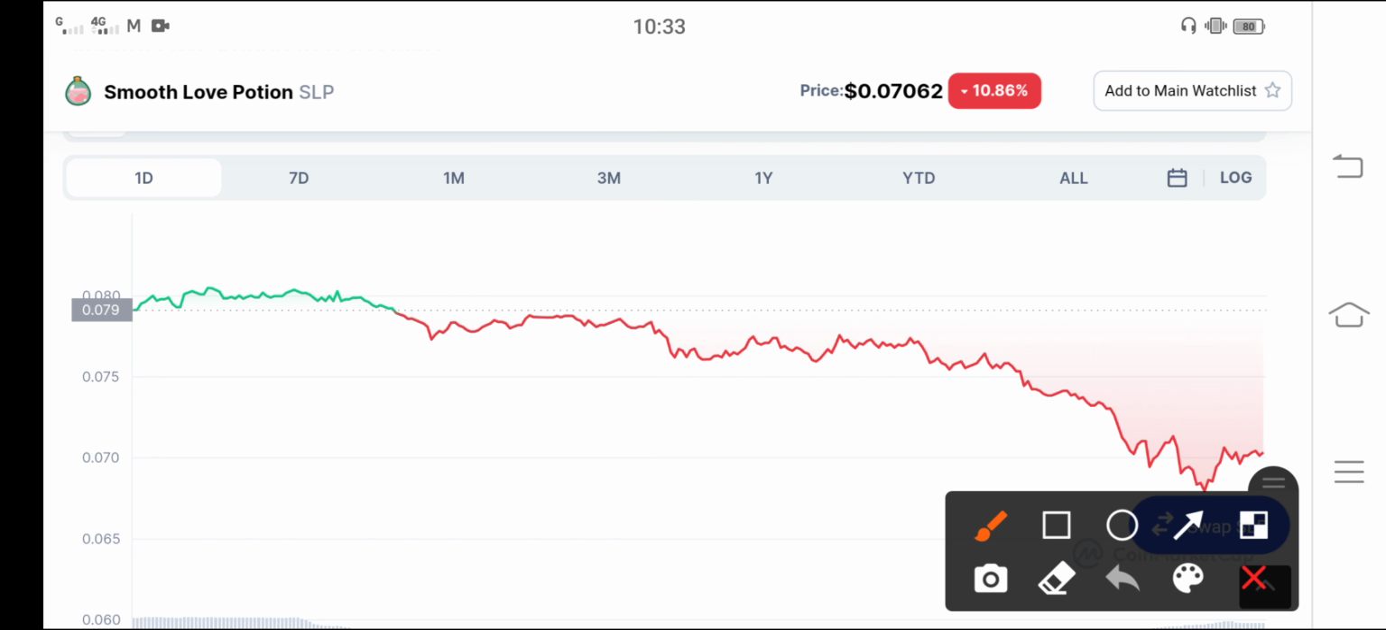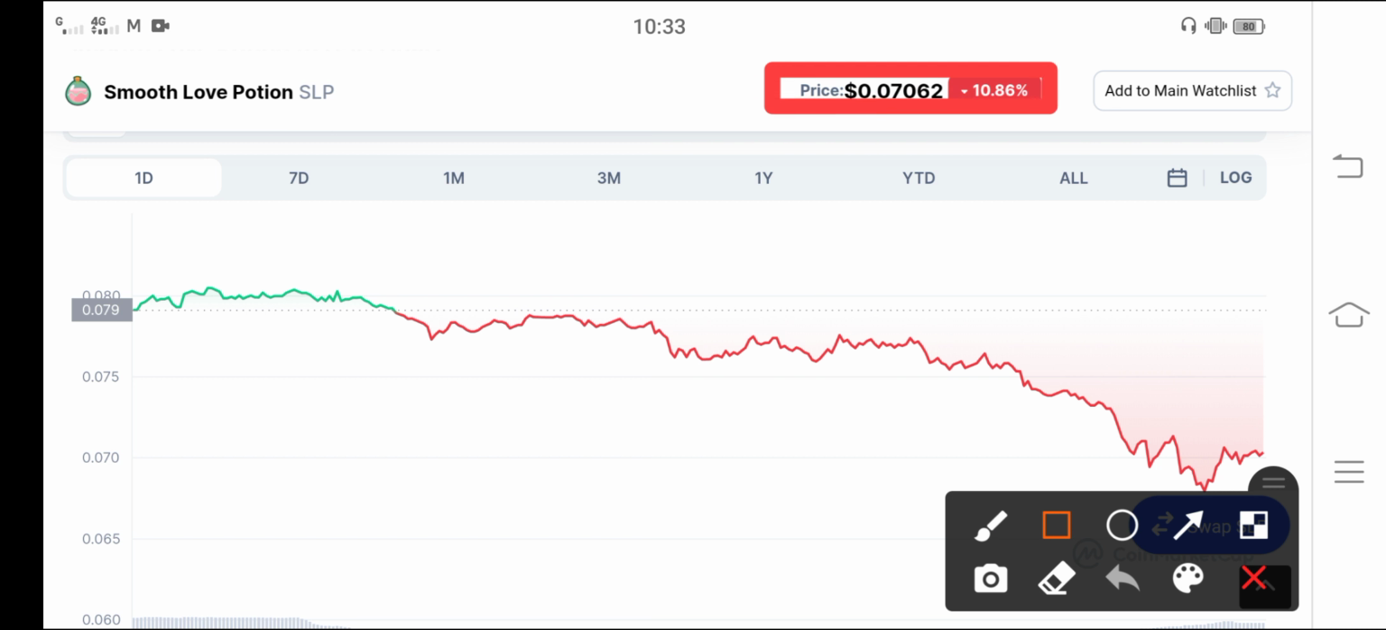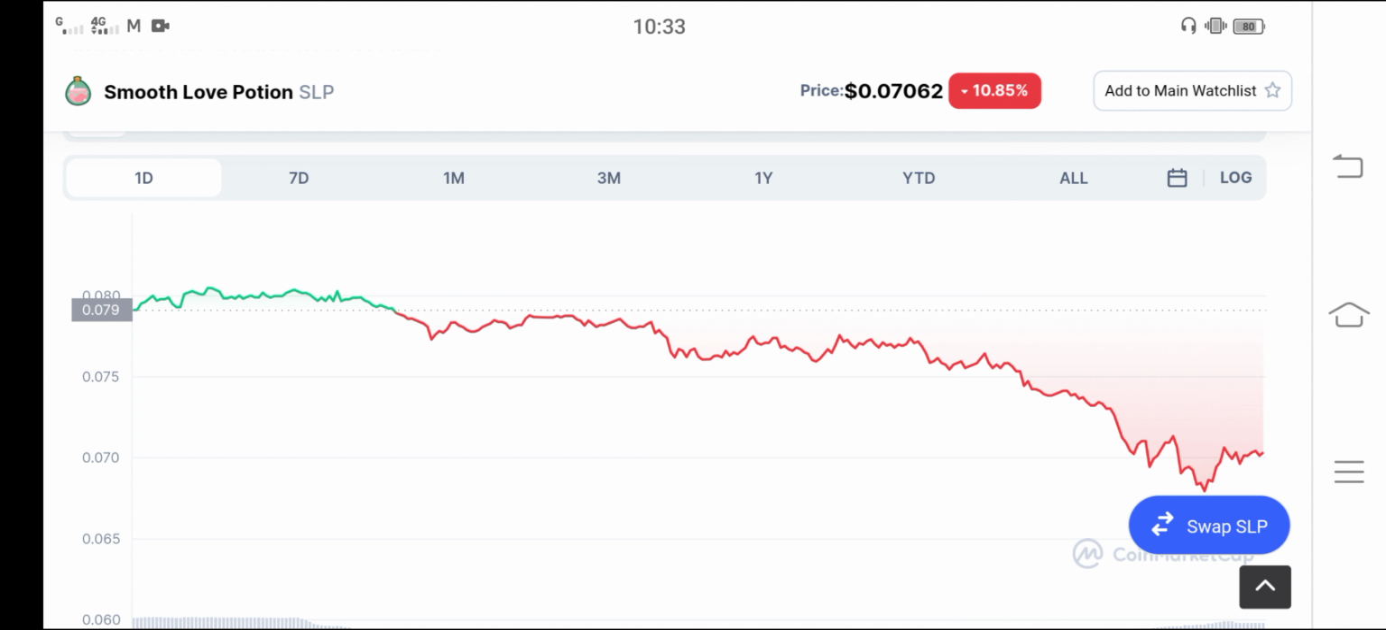Anyways, guys, the current price of SLP coin is about 0.07062 USD, and the change of SLP coin is negative 10.86%. This 10.86% price change occurred in the last 24 hours. Oh my god, going completely at a loss.